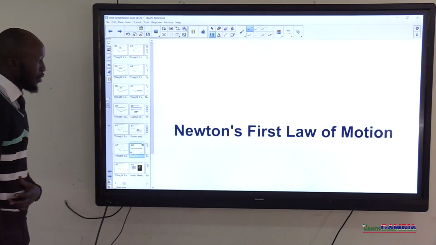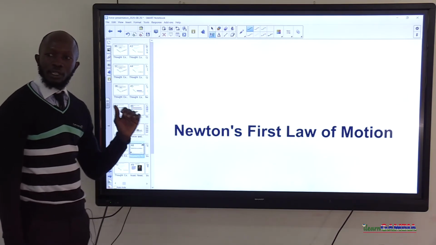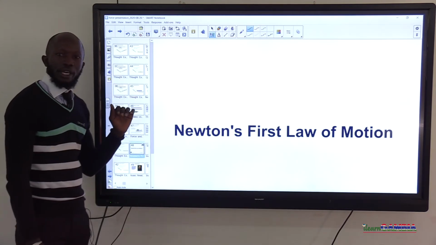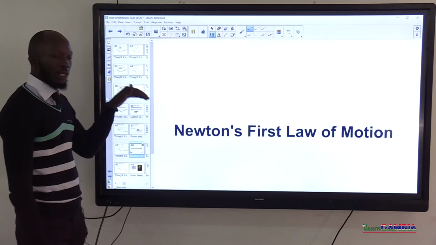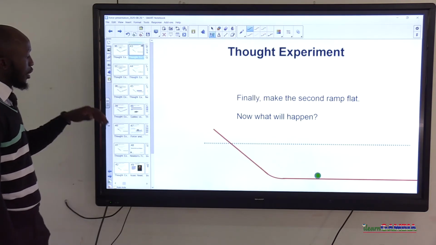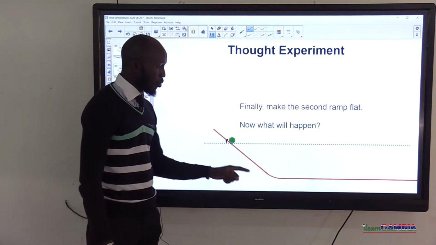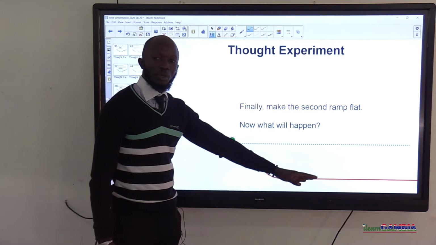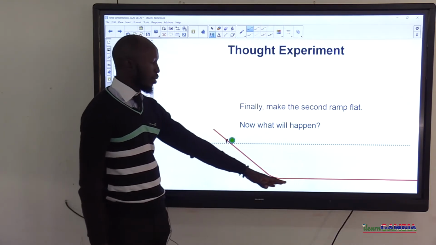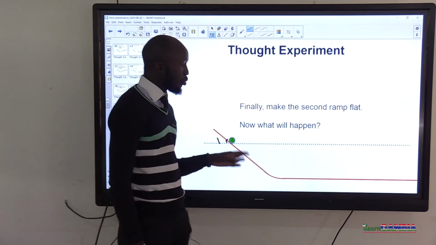Now we want to look at Newton's first law. That ramp situation, I did mention that if the object was released from this point here, the object was going to go like that, and it will never come to rest. Why? Because these are perfectly smooth surfaces.